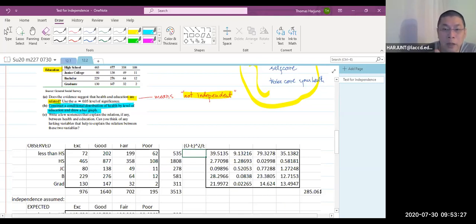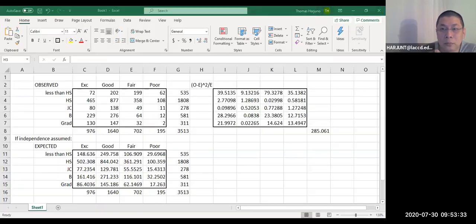So let me go back to my Excel. Testing of independence has the same procedure as testing goodness of fit. Yes, the answer is yes. You will see actually testing for independence, testing goodness of fit, and testing for homogeneity of proportions are all the same procedure. The difference is when we did goodness of fit, there's only one category.